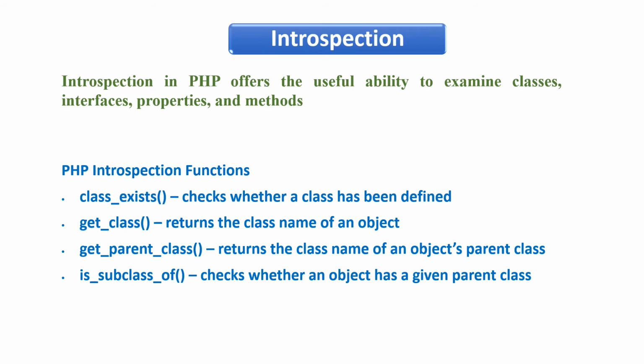There are some functions which are provided by PHP. class_exists checks whether a class has been defined or not. Then get_class returns the class name of an object. Then get_parent_class will return the class name of the parent class of an object. And then is_subclass_of checks whether an object has a given parent class.